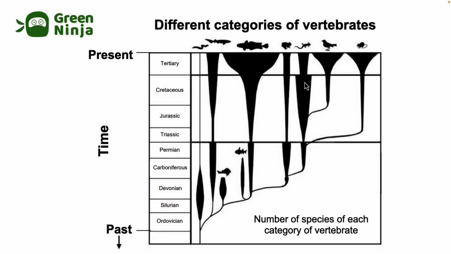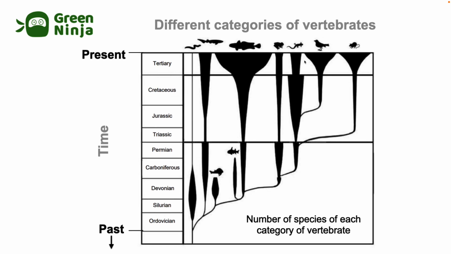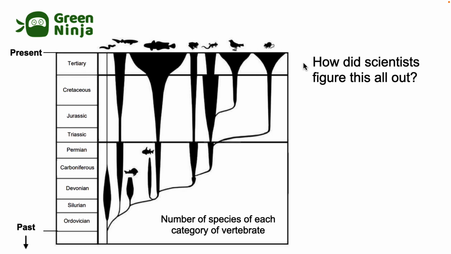Each of these cone-shaped blobs represents a different category of vertebrates, with the familiar shapes of mammals over here on the right, then birds, reptiles, amphibians, fish, and sharks. The width of each blob shows how many different species there were in a category at different points in time. There were very few different types of vertebrates down here at the bottom, and today there's more variety than there ever has been before. We'll focus on three big questions about this diagram.